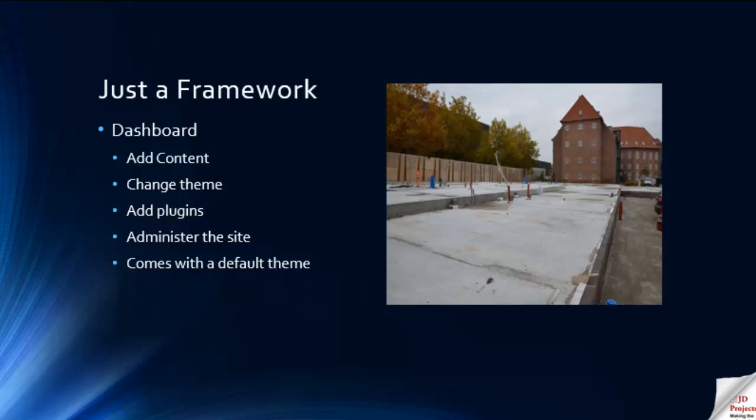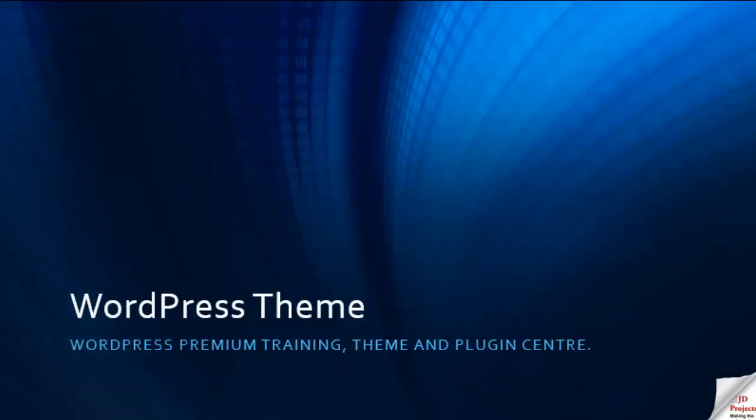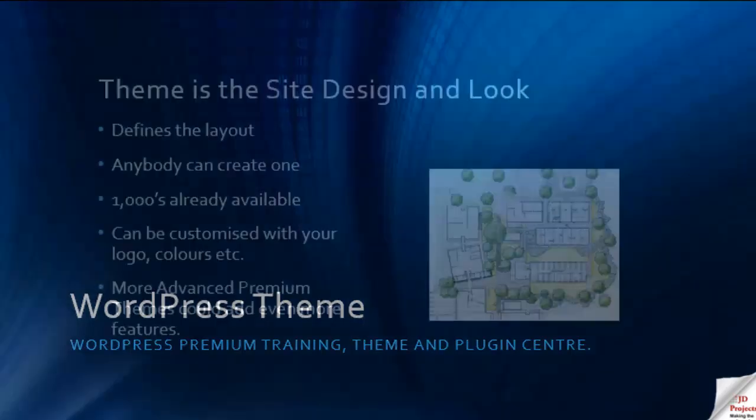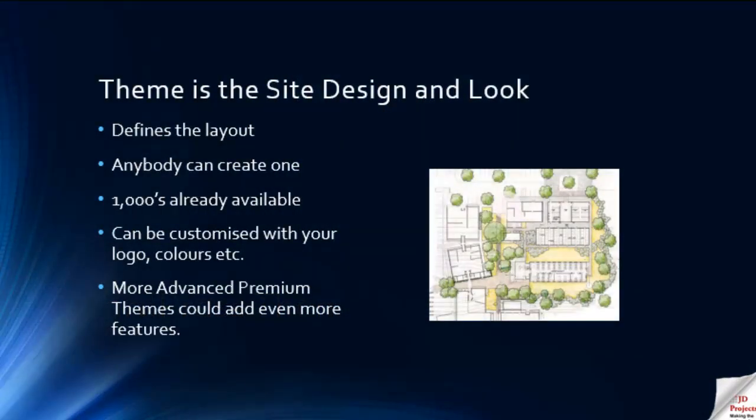So let's have a look at themes. A WordPress theme is the layout for how your site will look. It's a bit like a set of building plans. Anybody can create a WordPress theme, and there are thousands already out there that have been created, many of which are available free of charge. These themes allow you to customize things like your logo, basic colors, and more advanced themes may have other features like changing the size of the headings and generally playing around with the theme.